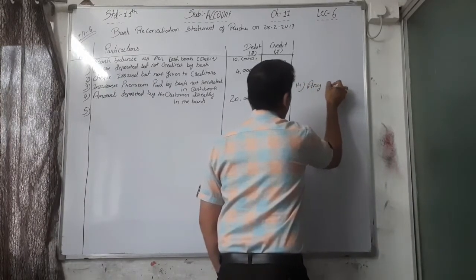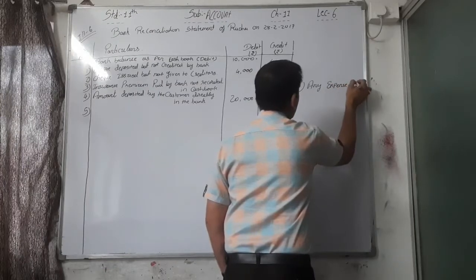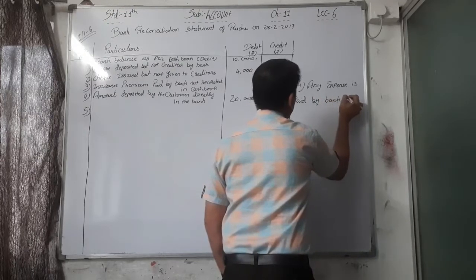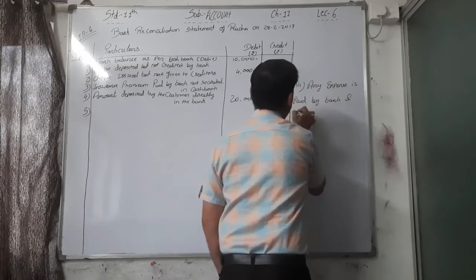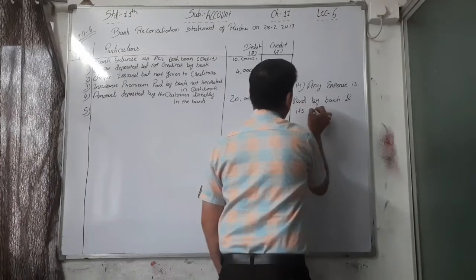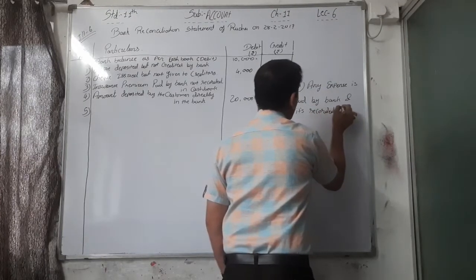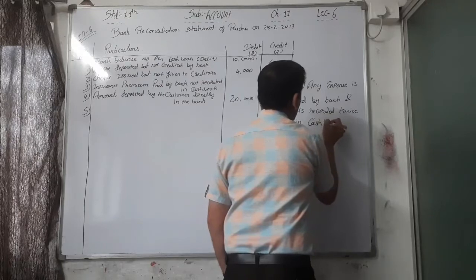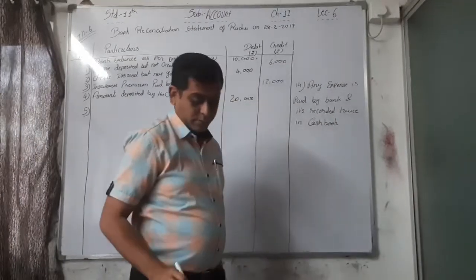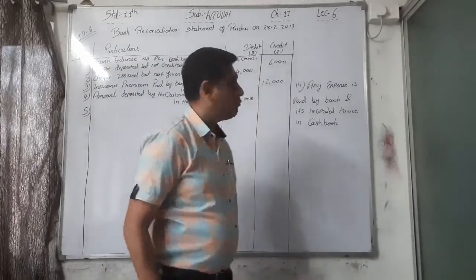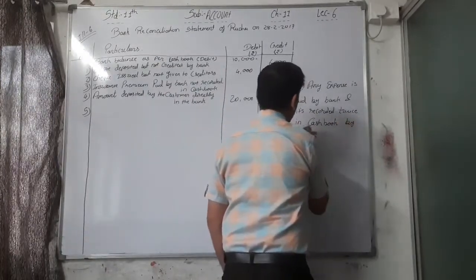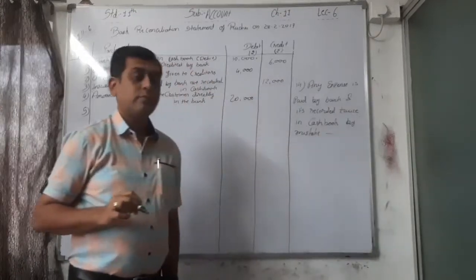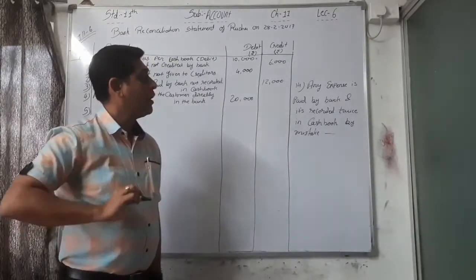Any expense is paid by the bank and it's recorded twice in the cash book by mistake. That is rule number 14.